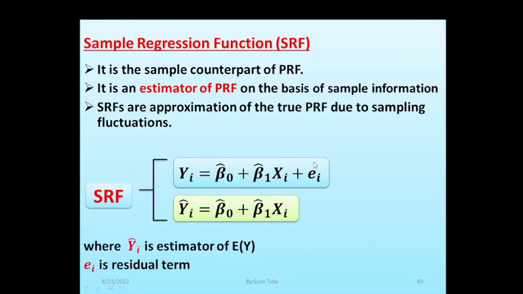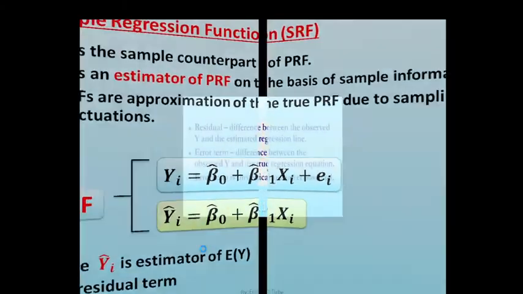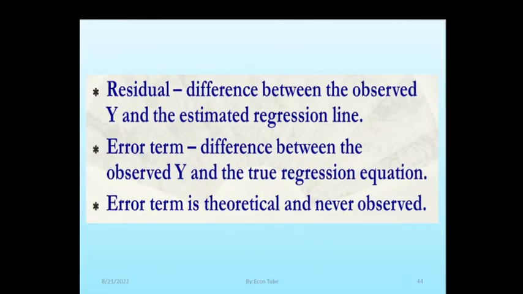How do we get the error term from these two equations? If we subtract this term from this term, we get exactly ei, which is equal to yi minus y hat i. Here y hat i is the estimator of the expected value, so we have the error term in between. So we have three parts. Residuals are the difference between the observed value y and the estimated regression. The error term is the difference between the observed y and the true regression equation. So the error term is theoretical and never observed.